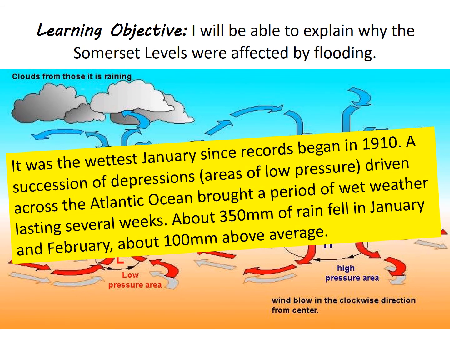So in the year that this happened, in 2014, it was the wettest January since records began in 1910 because of a series of areas of low pressure which had been brought over the Atlantic Ocean, and that brought huge amounts of rain, 350 millimetres of rain in January and February, which is about 100 millimetres above the average. So as we looked at the map, all of that rainfall has to go somewhere, and it can't go into those rivers at a speed that those rivers can cope with, so that they can push it out into the sea. So we obviously had some pretty huge flooding happening here.